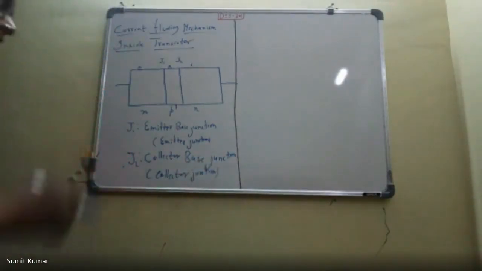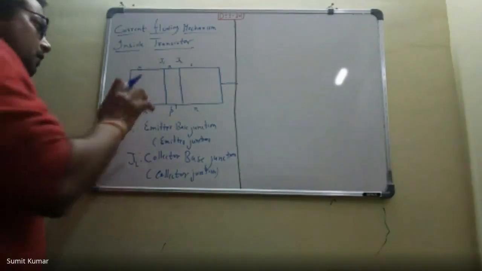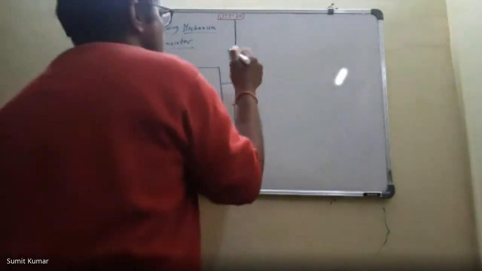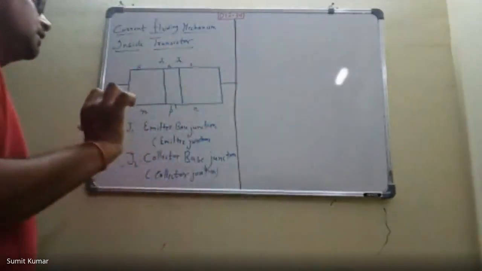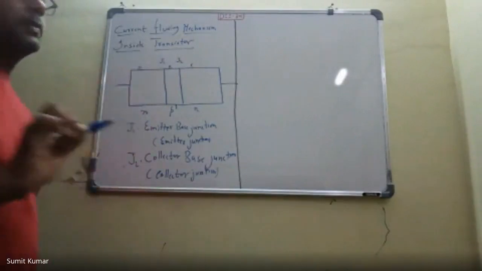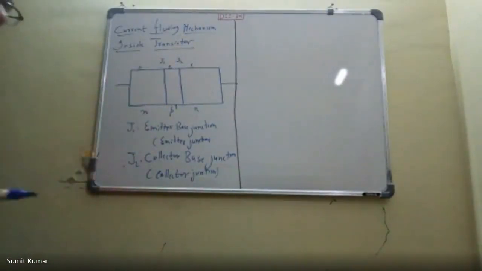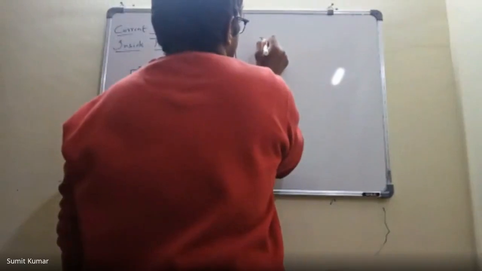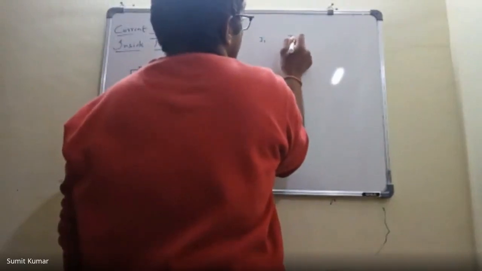Now what we need to understand is that in the normal operation of the transistor, we provide a forward biasing to this junction J1. Here you can definitely understand that there are four possibilities. Let me write down all four possibilities. Now we have two junctions. This is junction J1, this is junction J2.